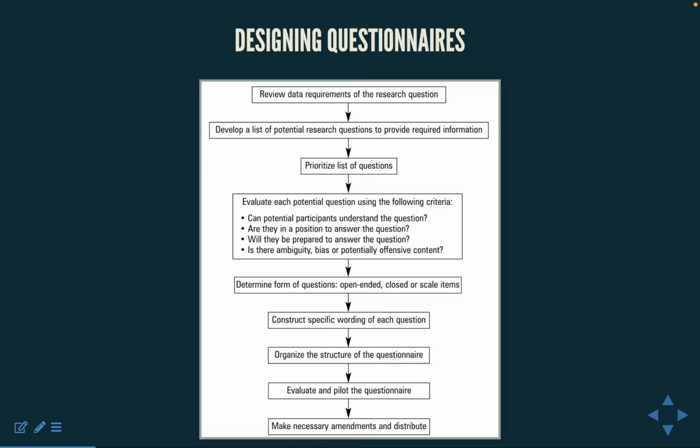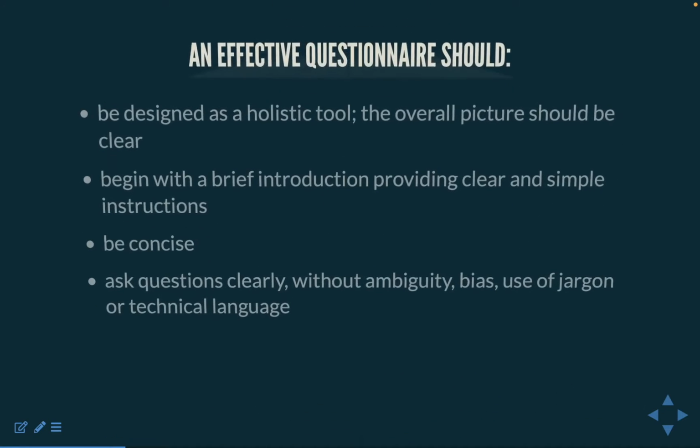Determine a form of questions: open-ended, closed, or scaled items. Construct specific wording of each question. Organize the structure of the questionnaire. Evaluate and pilot the questionnaire. Make necessary amendments and distribute. Never omit any of these steps.